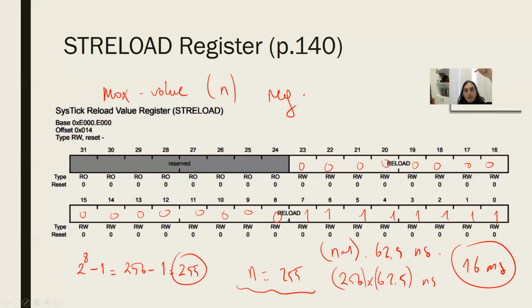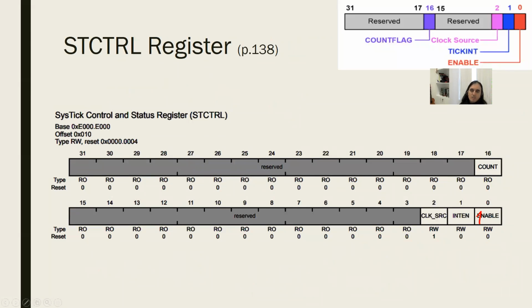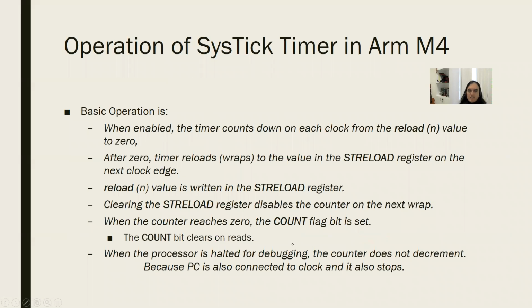So you can disable the timer by making this 0, or you can disable the timer alternatively by making the ST reload register 0, because it's going to be always 0. But let's do it by the enable bit here. So the ST reload register is meant to be a non-zero value, a positive value.